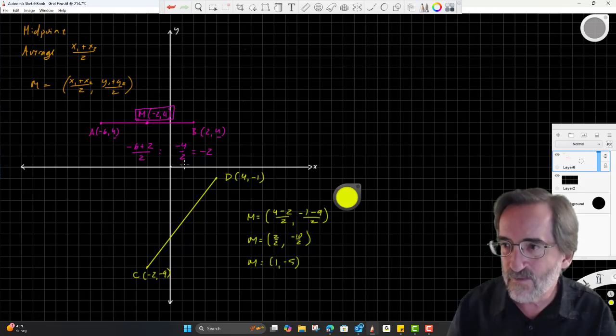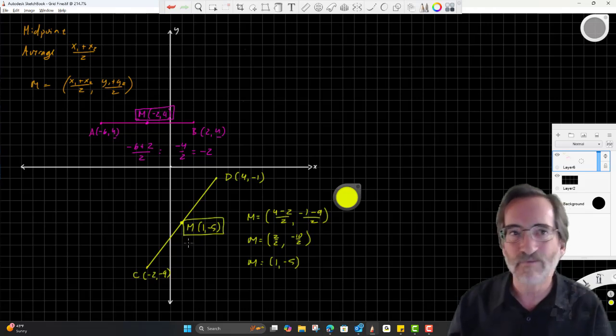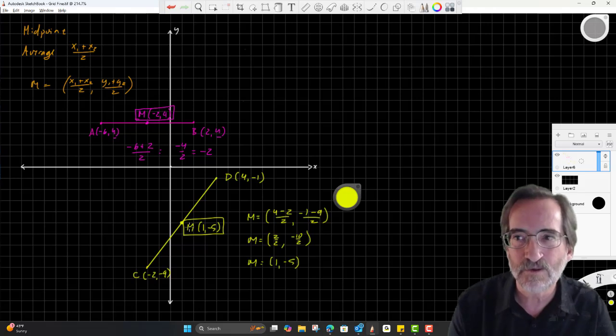And I highly recommend you plot these so you can verify this truly is the midpoint. The midpoint is 1, negative 5. And it is the middle. It's right smack dab in the middle. And that's really about all there is to this particular lesson.